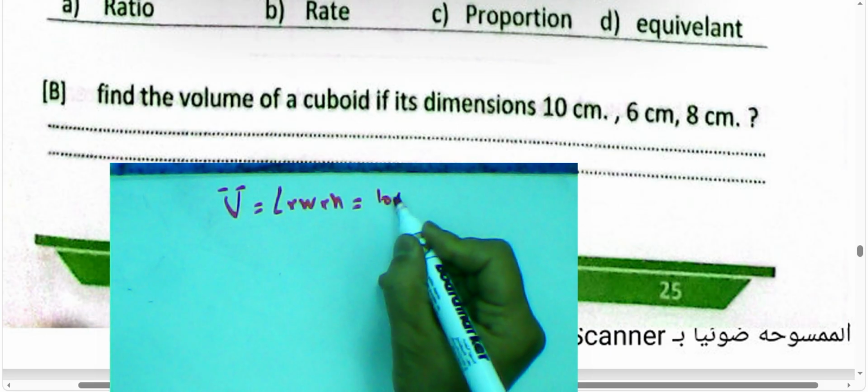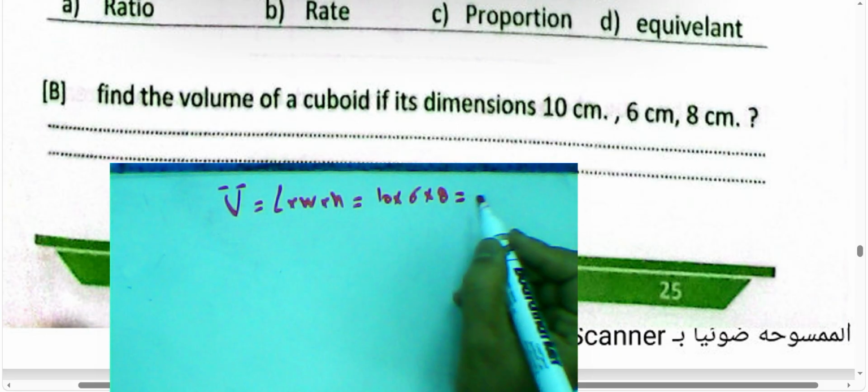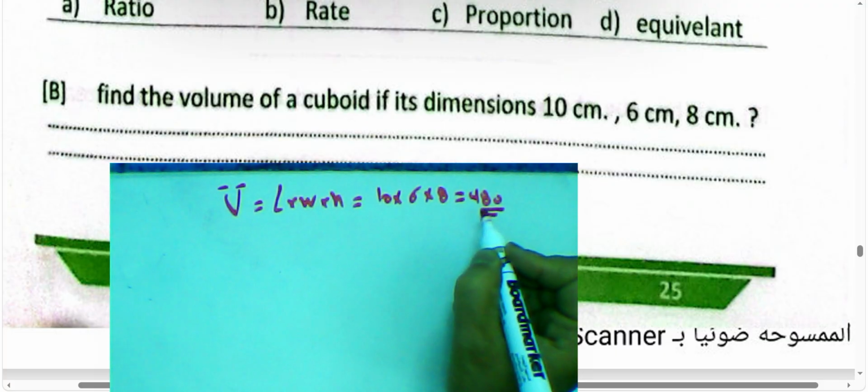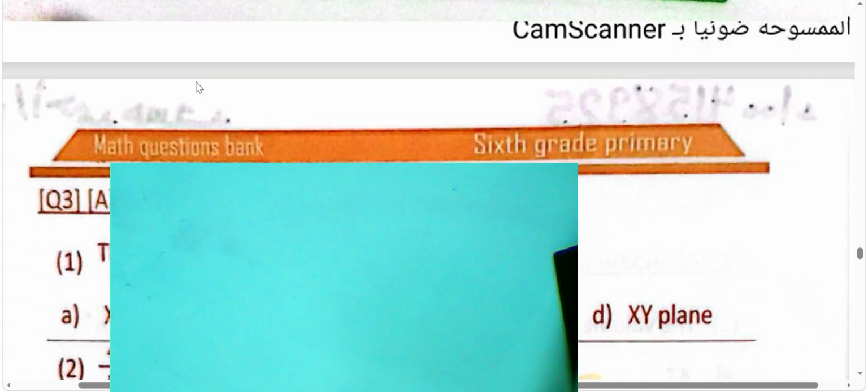Next question. The volume of a cuboid with dimensions 10, 6, and 8. We can multiply length times width times height. 10 times 6 times 8, 6 times 8 is 48. 48 times 10 will be 480 cubic centimeters. Next example, question number 3.